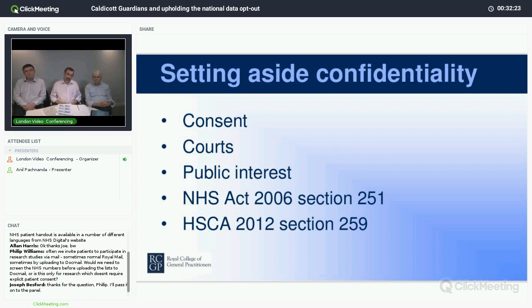Under the Health and Social Care Act 2012, Section 259, NHS Digital can require a practice to submit confidential patient information. The difference here is that because it is a statutory requirement, once such a collection has been approved, the practice does not have the freedom to decline. You must supply the information.